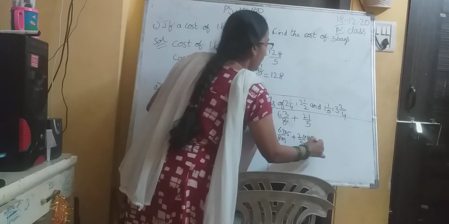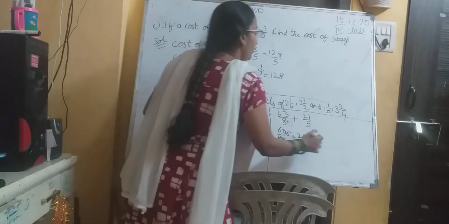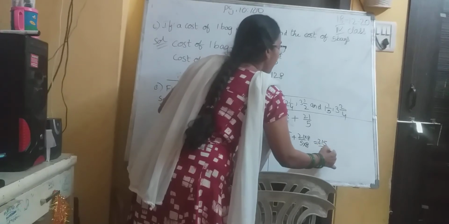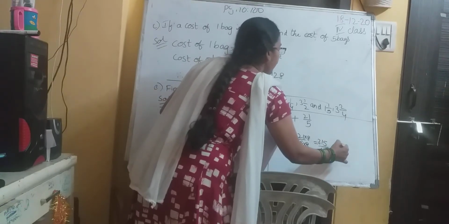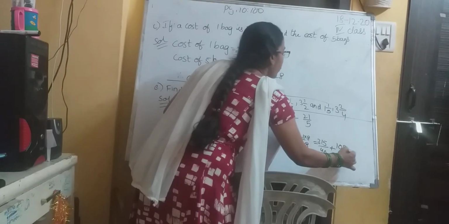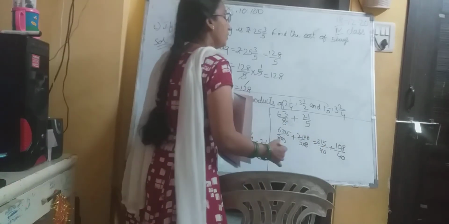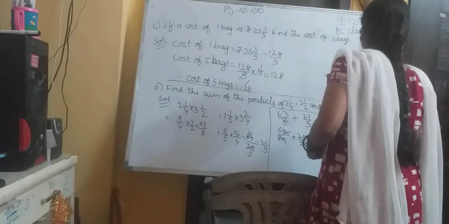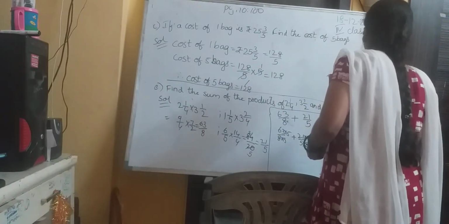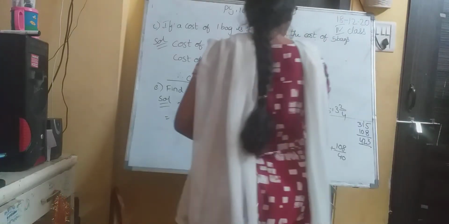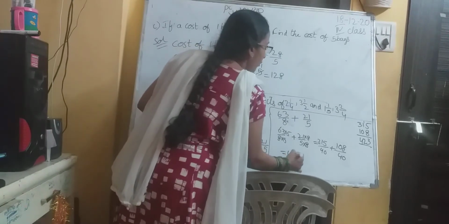Plus 21 by 5 into 8 into 8. That is nothing but 63 5s are 5 3s are 15, 5 6s are 30, 31. 315 by 40 plus 168 by 40. Now add both. 315 plus 108, that is nothing but 423 by 40.